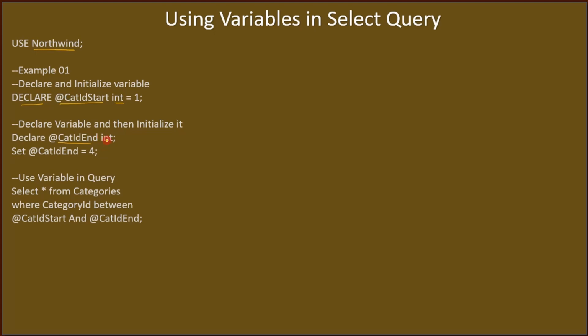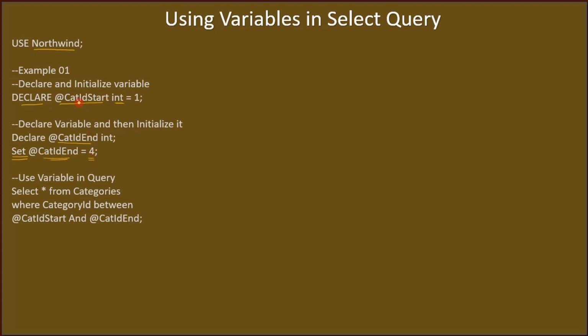So likewise you can declare other variables also. If there is any SQL Server data type, you can use that. For example, instead of int you can use char, varchar, all those types. Since we just declared the variable, to set a value to it, you have to use the keyword set, then the variable name. So do not forget to include this @. So that's how you have to declare the variable. Set @catIdEnd equal to 4.